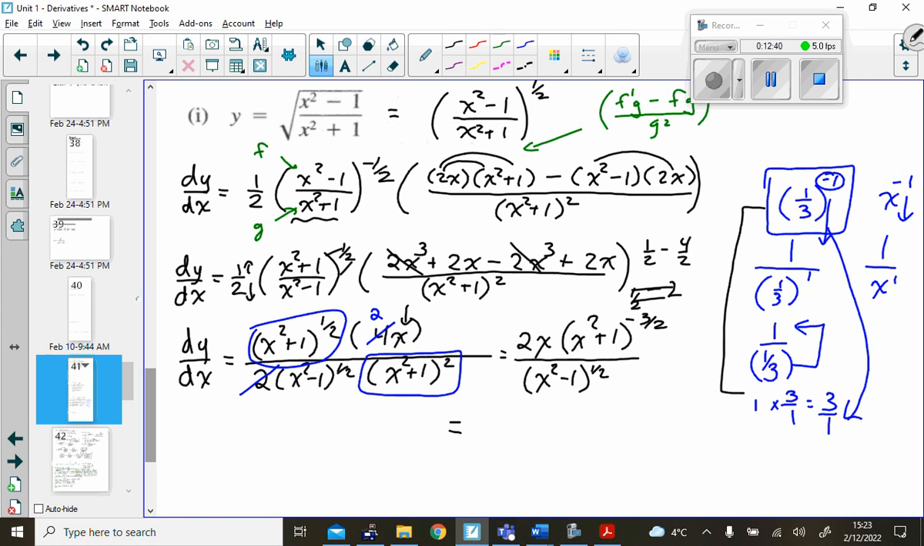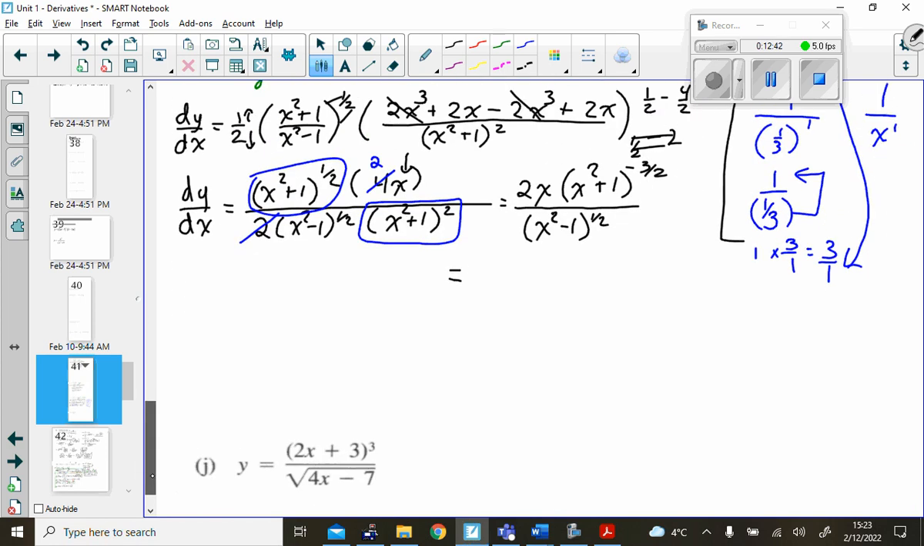Question is, am I done? Am I finished? Negative exponent has to go downstairs. 2x over the x squared minus 1 to the 1/2 is downstairs, and now the x squared plus 1 to the positive 3/2 is downstairs as well. And that gives you the derivative for this complicated beast.